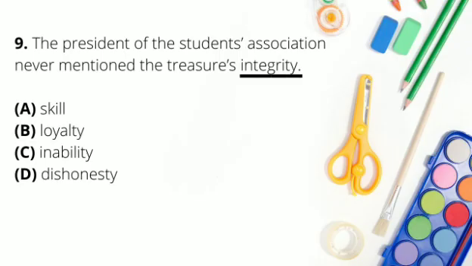Question 9. The president of the Students' Association never mentioned the treasurer's integrity. Is it A, skill, B, loyalty, C, inability, or D, dishonesty? If you are not a person of integrity, it means that you are dishonest. So the answer is D, dishonesty.